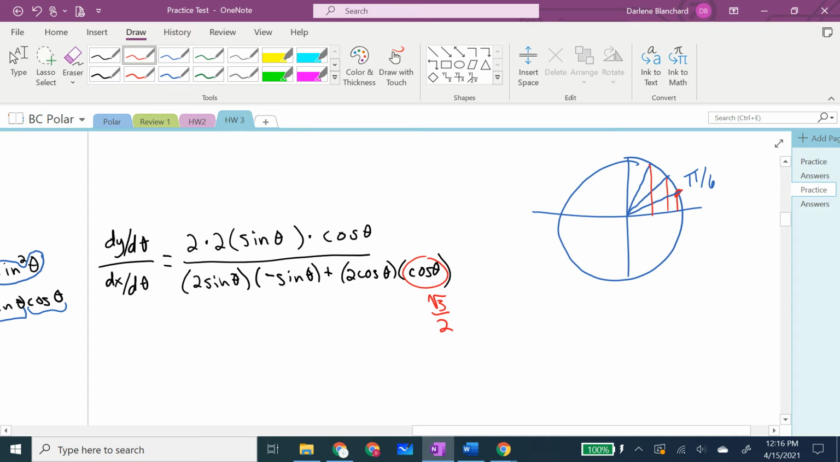And then for sine is the y-coordinate, and of the 3 special numbers, it's the first one up, so it's a positive 1/2. From there, you're just going to throw those numbers in, and you're going to write down the answer, but you may want to simplify that before trying to type that in.